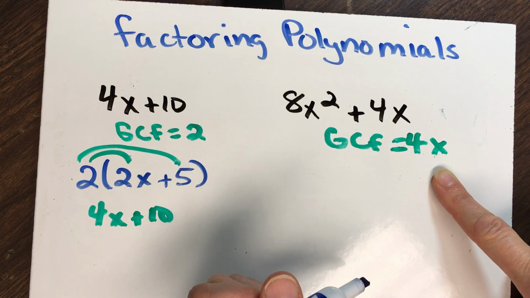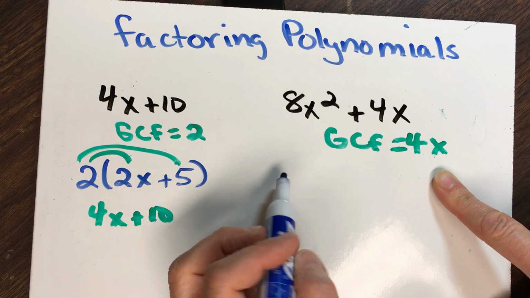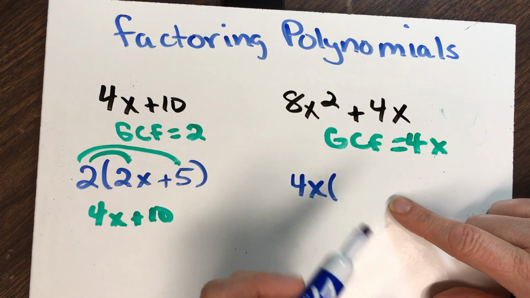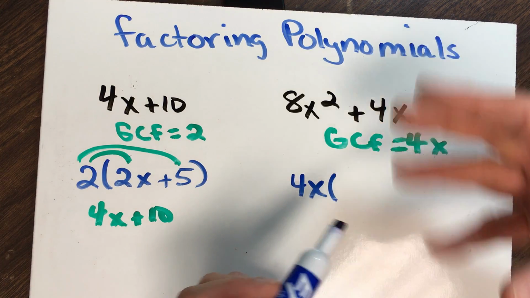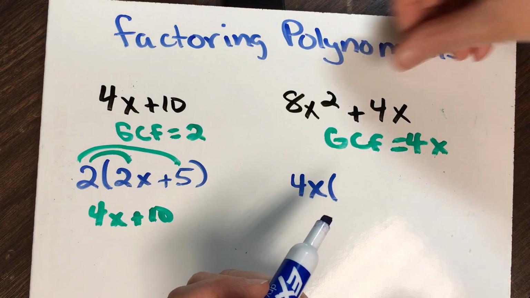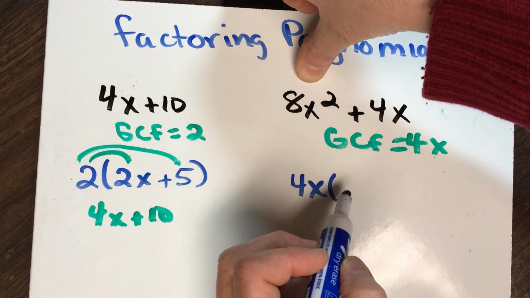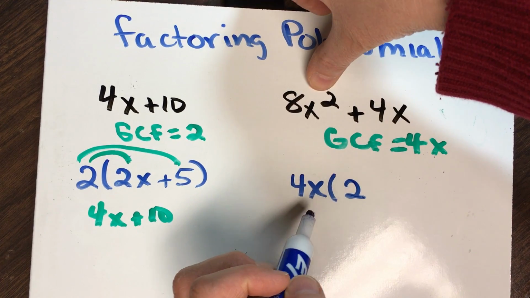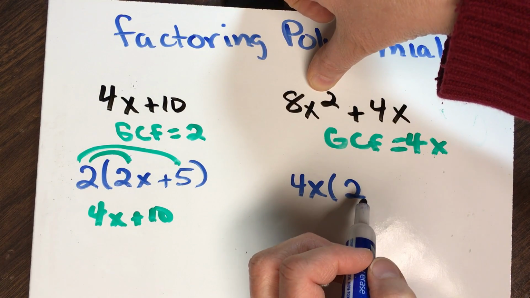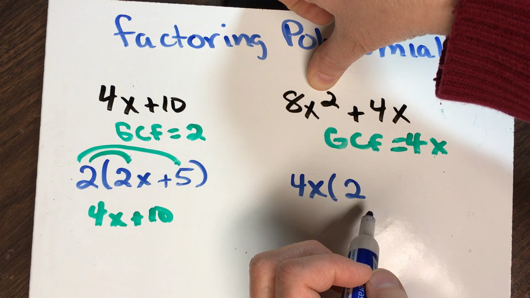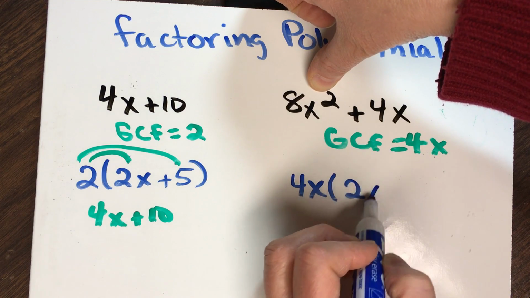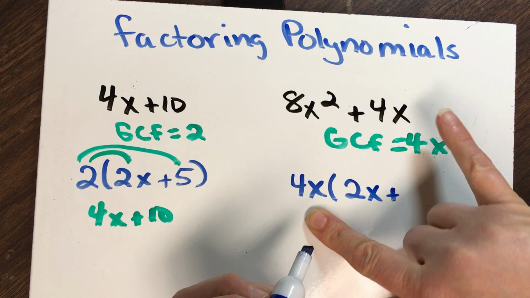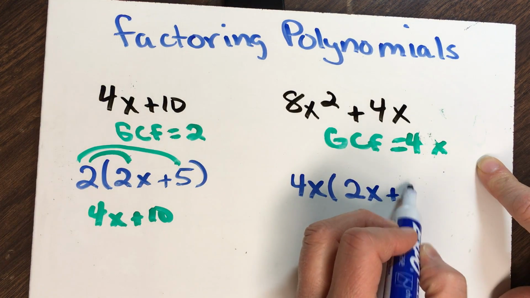We found that this is 4x for our greatest common factor. So we're going to put our greatest common factor on the outside. And we're going to break it down. We're going to do the opposite of distributing, and we're going to pull that information out. So if I divide this by 4x, 8 divided by 4 is 2. x squared divided by x is just 1x left. And if we divide this into here, that gives us a 1.